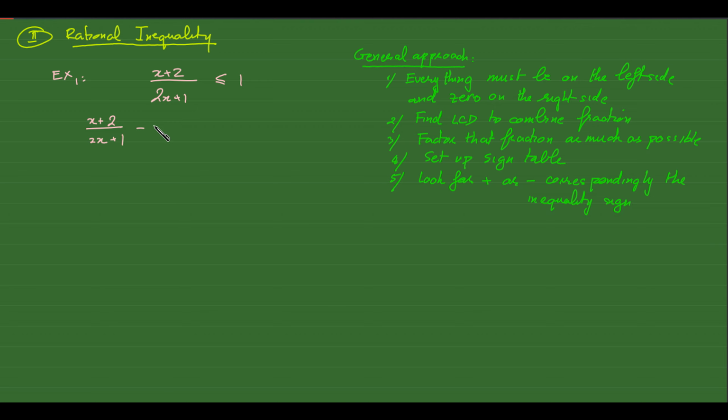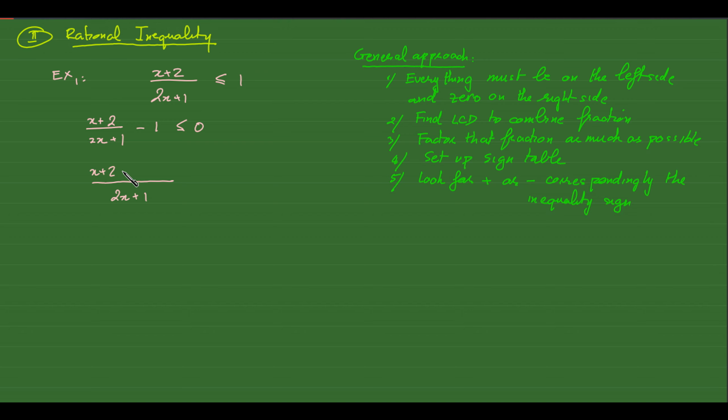Okay, subtract both sides by 1. So I have this, right? Then you see that I'm going to have to find the LCD. To find the LCD between these two, it will be 2x plus 1, right? So I'm going to multiply the top and the bottom by 2x plus 1.